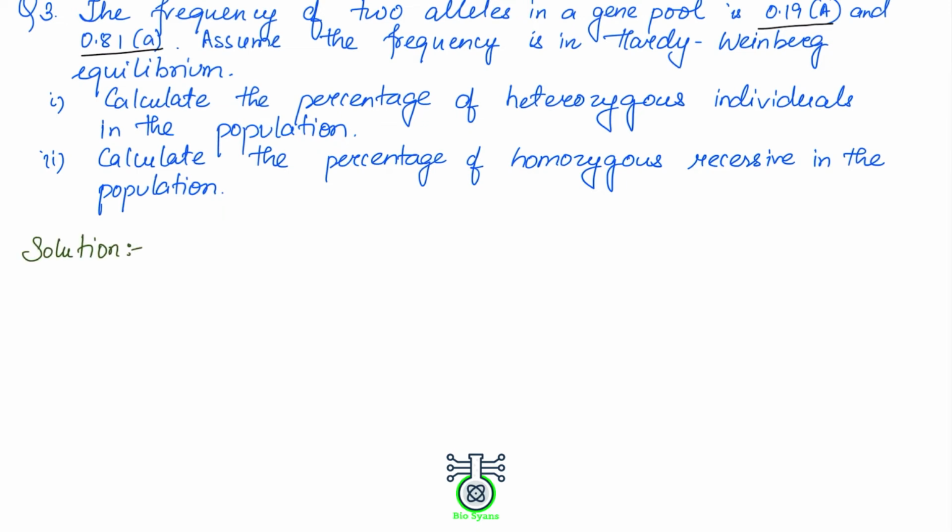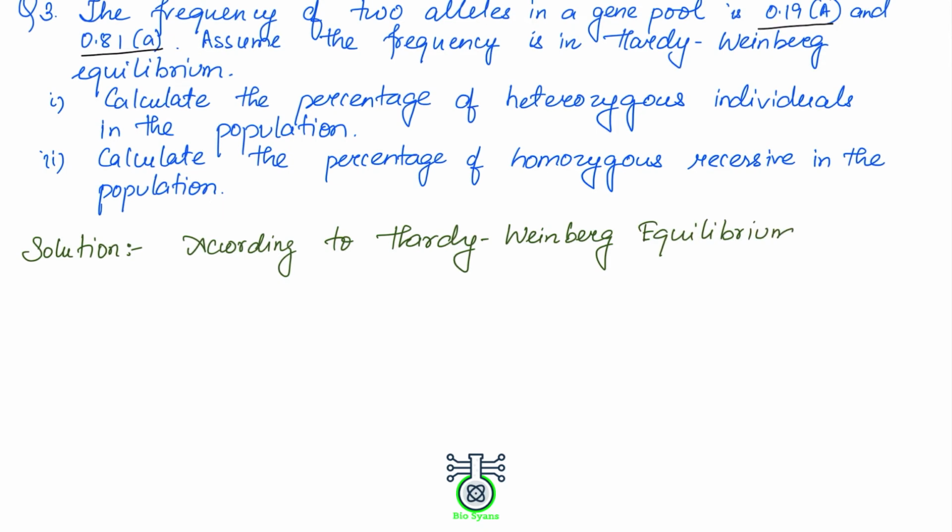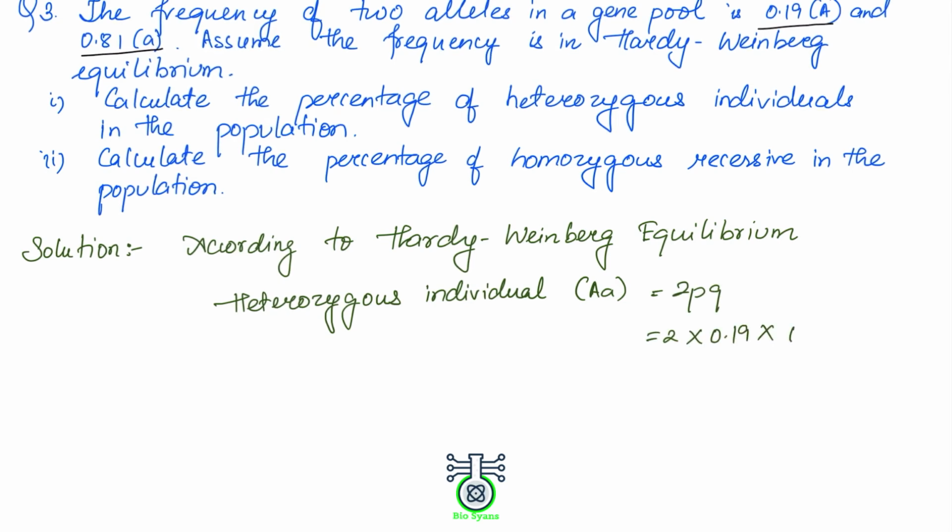As we all know, according to Hardy-Weinberg equilibrium, the heterozygous individual is represented by 2pq. If we put the values here, 2 into 0.19 into 0.81, we get 0.31, or we can say 31% heterozygous individuals. So the first one is done.